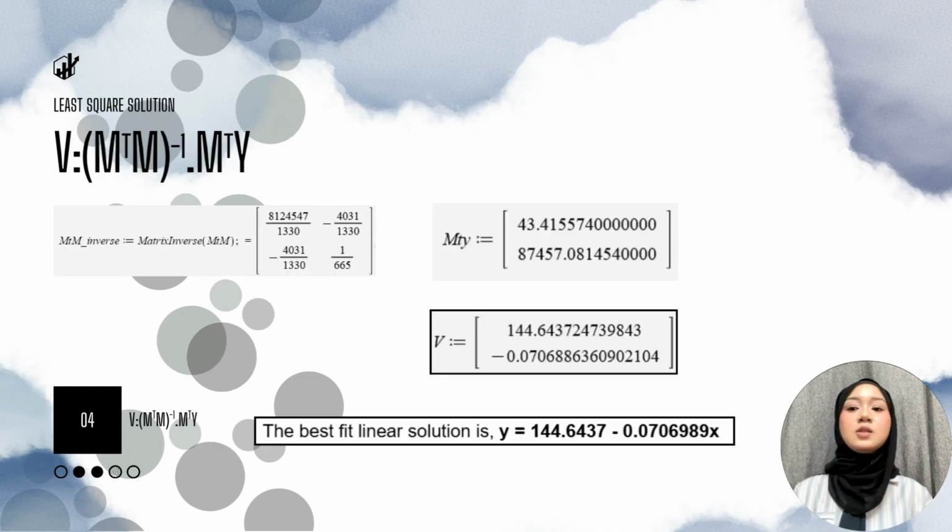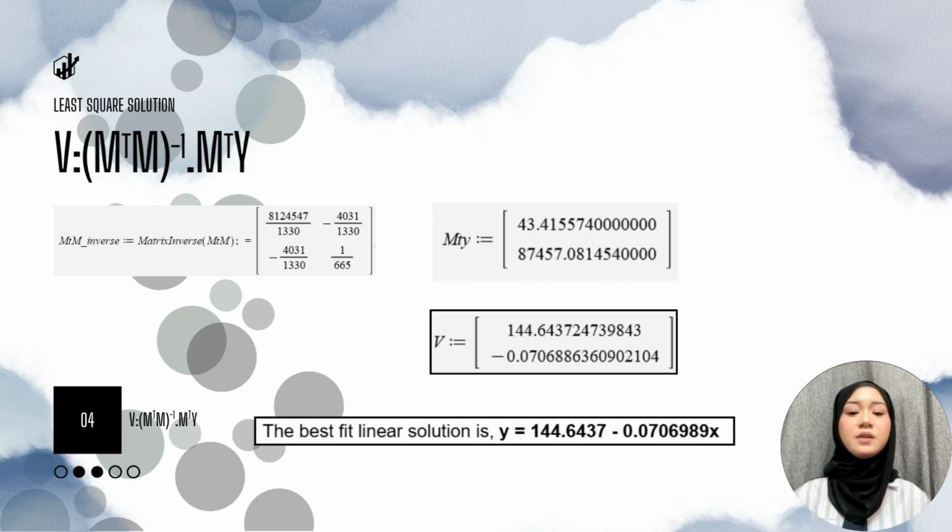Next, the least squares solution is obtained using the inverse matrix approach. The coefficient vector is calculated using the equation V equals M transpose M inverse times M transpose Y. First, the inverse of the matrix M transpose M is computed, and then it is multiplied by the vector M transpose Y to obtain the coefficient vector V.